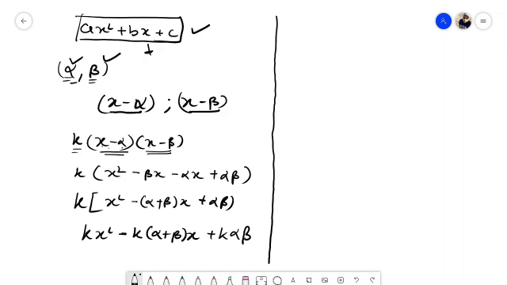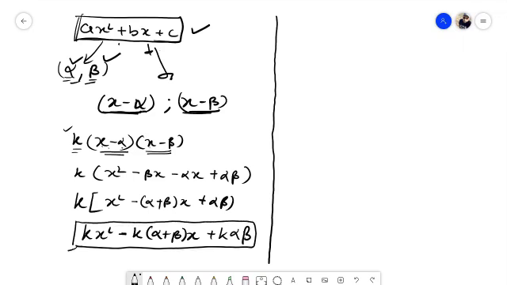Since alpha and beta were the zeros of the polynomial ax square plus bx plus c, and the factors x minus alpha and x minus beta were the factors of this polynomial, and k was the constant which I have taken from this particular polynomial, what I have achieved at last is that this polynomial should be equal to this one. This polynomial and this polynomial are going to remain the same. So now let's compare the polynomials. When we compare the coefficient of x square, it is k in this one, and here it is a, so a will be equal to k, isn't it?